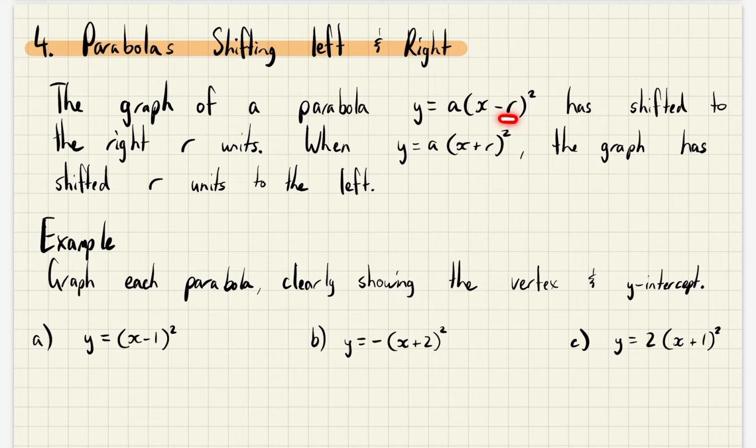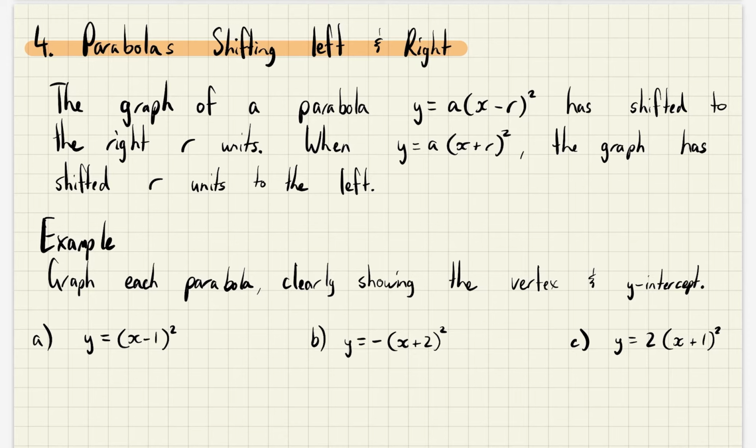Okay, so basically there's two things to note. This number here tells us how far it's moved, and if it's positive or negative tells us the direction. Now it's the opposite to what you'd think. You'd normally think, oh, negative, that would go to the left because that's how the number line works. But it's actually the opposite. So this is shifting to the right, this is shifting to the left.